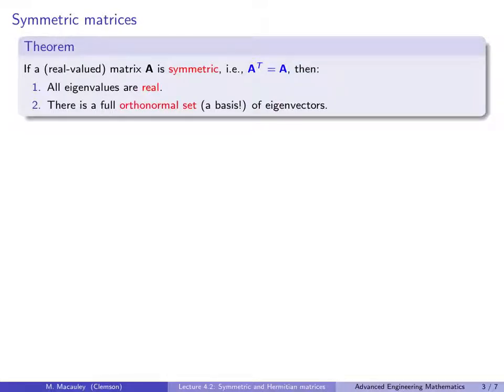Second property, there is a full orthonormal set or a basis of eigenvectors. So this says two things. It says that you, first of all, have a full set of eigenvectors. You've likely seen examples where, if you have a repeated eigenvalue, you might not have a full set of eigenvectors. So this is saying that doesn't happen. But it's also saying that you can pick the eigenvectors to be orthogonal. And once you have orthogonal eigenvectors, you can always scale them down to be orthonormal.